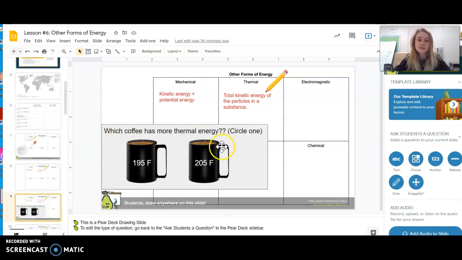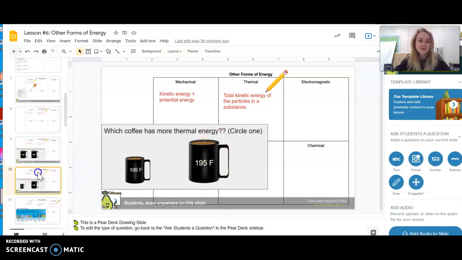So I have 2 coffee mugs, same exact coffee, same exact amount of coffee. One is 195 degrees Fahrenheit, one is 205 degrees Fahrenheit. Which one has more thermal energy? It's going to be the hotter one. It's moving faster.